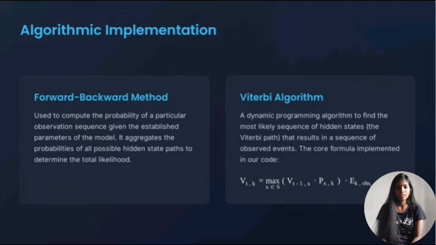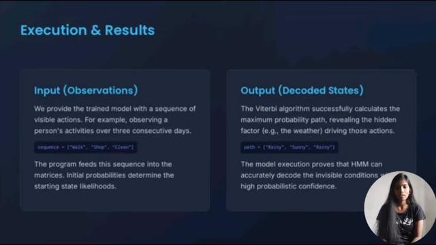We then compare this programmatic output against our manually calculated expected result. I am happy to report that the program executed perfectly. The algorithm output matched our theoretical prediction, proving that the matrices were correctly structured and the programming logic was flawless.